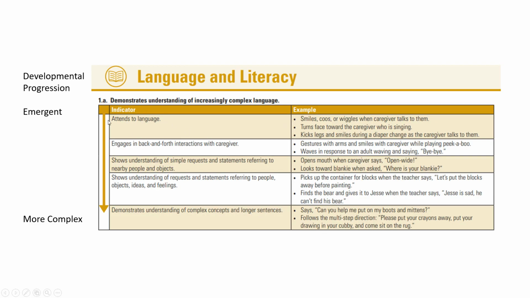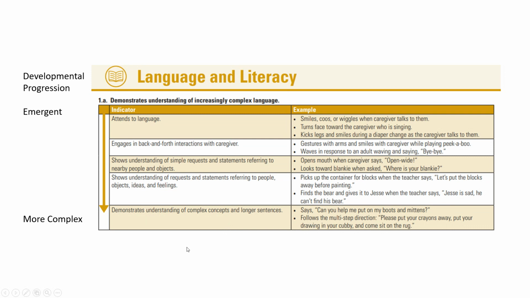And whenever you want to know what one of these indicators could look like in a classroom, you can come over here to the examples. So we can think about understanding increasingly complex language from beginning with smiling, cooing, wriggling, just attending to language in very general terms, all the way to following multiple step directions. So regardless of what age you're working with in your preschool, you could start looking for these early indicators and then placing your student where they are able to do, and then understand that if they are able to do this, then the next thing they could learn is right here, and this is what it could look like.